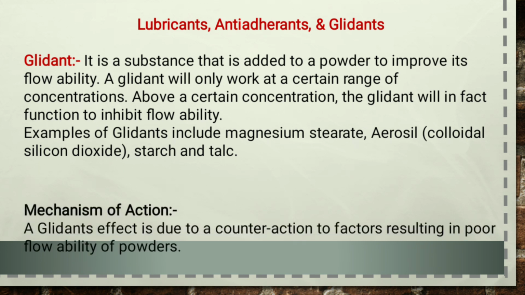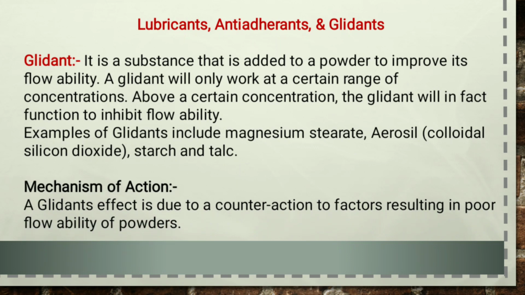Then talking about the mechanism of action of glidants, a glidant effect is due to counteraction to factors resulting in poor flowability of powder, that is, by correcting surface irregularities or by reducing interparticular frictions and decreasing surface charges, the result is a decrease in the angle of repose, which is an indication of enhancement in flowability.